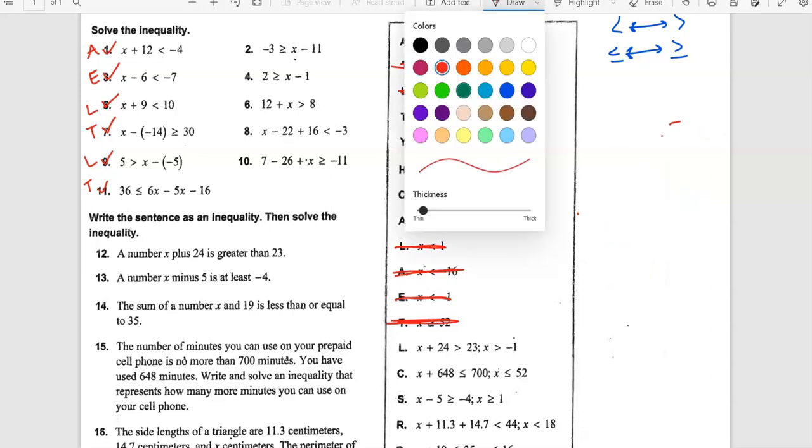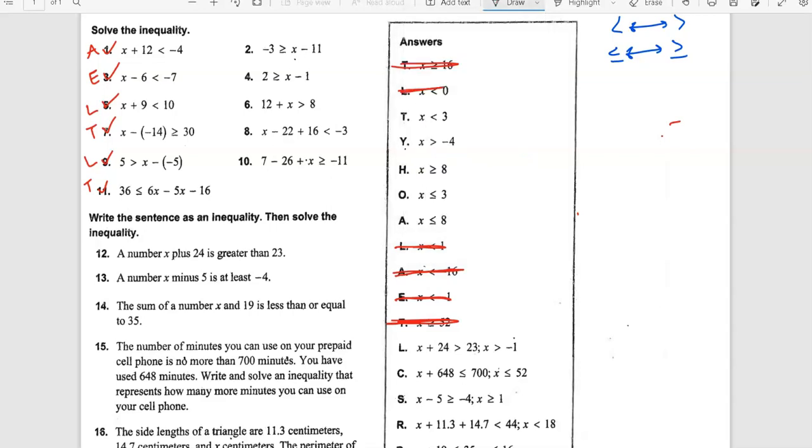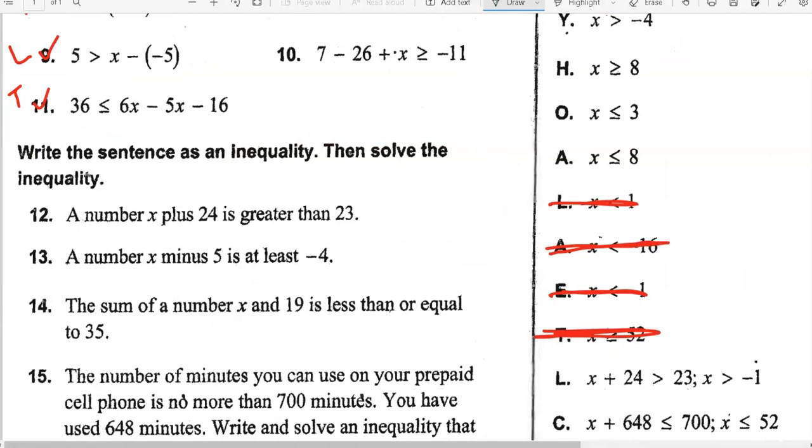All right, since it's red and green day, I'm going to switch to our green. Okay, so we're doing odds. So number 13, a number x minus 5 is at least negative 4. Okay? A number x minus 5 is at least negative 4.